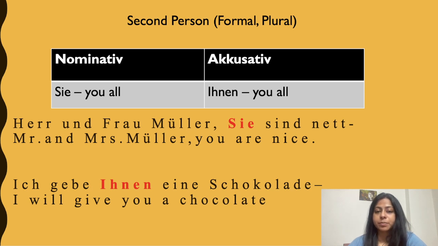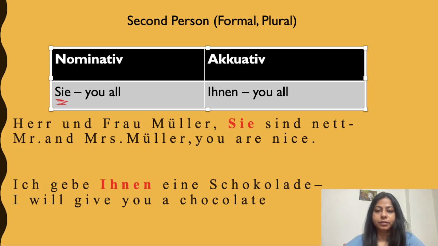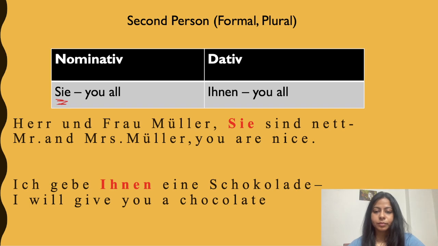Now let's look at second person formal plural. Sie with capital S, irrespective of where it comes in the sentence, whether in the middle or at the beginning, S will always be capital. Now here it should have been dative and not accusative. Sorry for the mistake. So here for Sie, the dative personal pronoun is Ihnen with I capital.